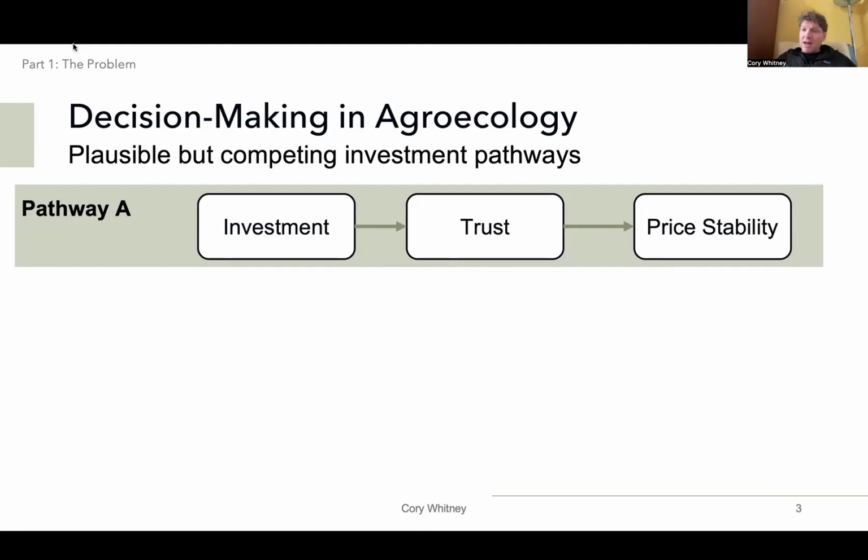It's possible in pathway A, I'll express here, that our investment builds trust and this trust increases price stability. Of course, with price stability, we expect these typically volatile markets to become stable markets. And therefore, if these markets are stable, we expect to see much better ecological and social outcomes of agroecology.